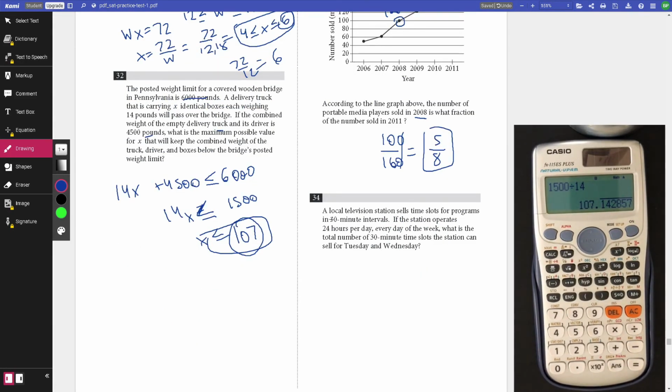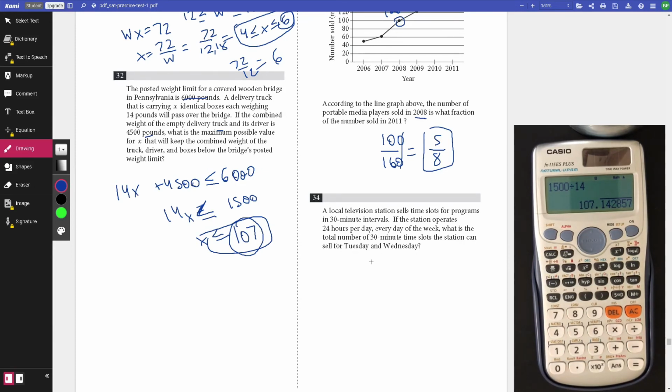Number 34. They sell time slots for programs in 30-minute intervals. The station operates 24 hours per day, every day of the week. What is the total number of 30-minute time slots the station can sell for Tuesday and Wednesday?